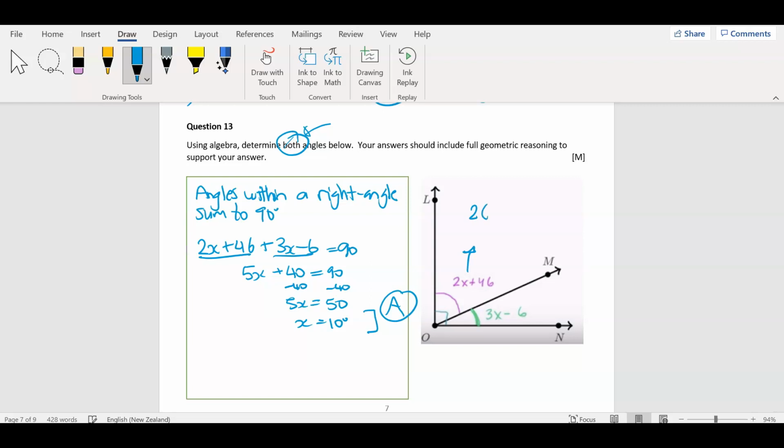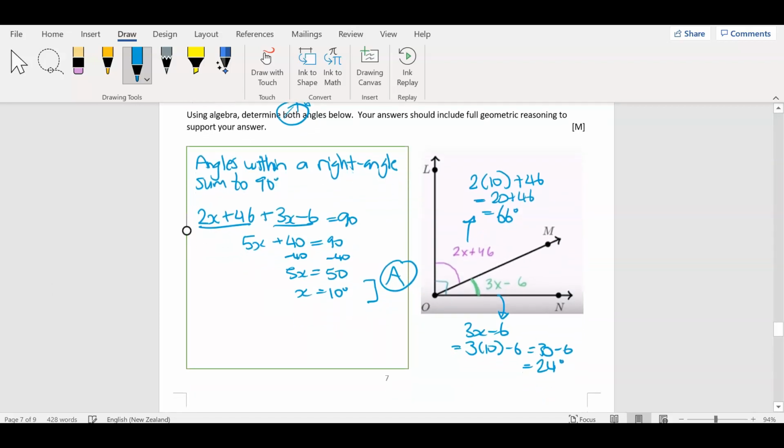I'm going to substitute in the 10 that I've calculated. So that would be 20 plus 46, which means the pink angle there would have been 66 degrees. I'm now going to do the same for the bottom here. That's 3x minus 6, which is 3 times 10 minus 6, which is 30 minus 6, which is 24 degrees. If I got both of the degrees, 66 and 24, that's what your teacher was looking for. In addition to your reasoning, you would have got the nice merit mark for that.